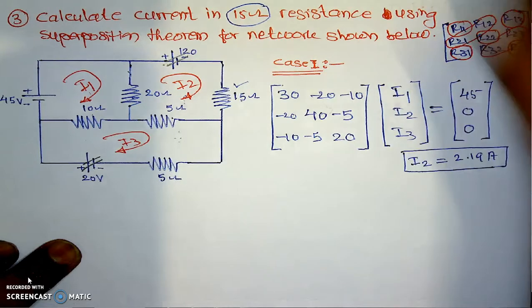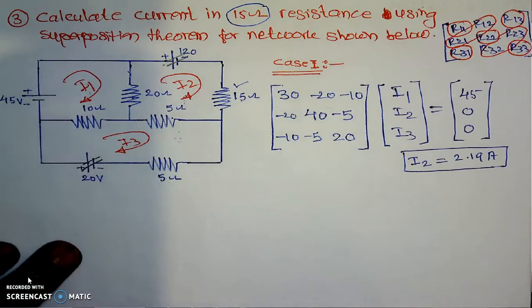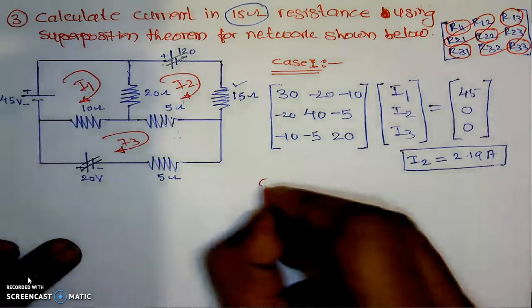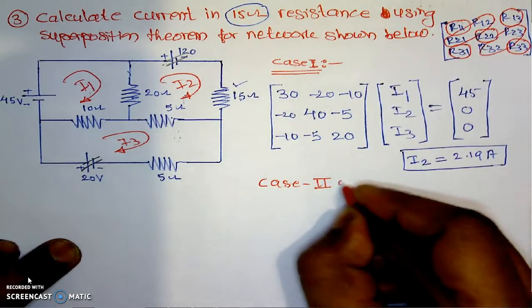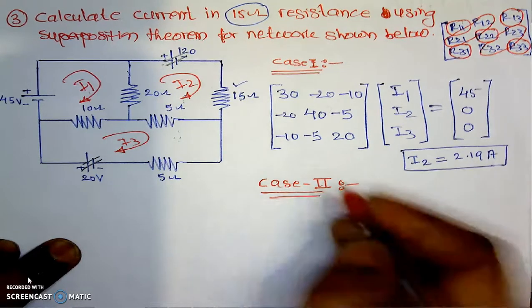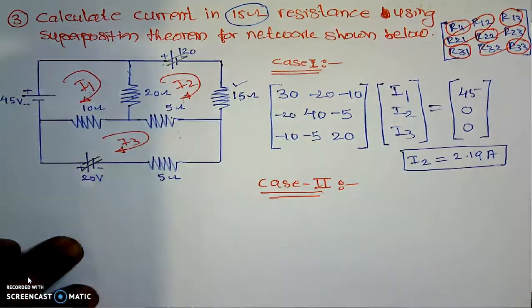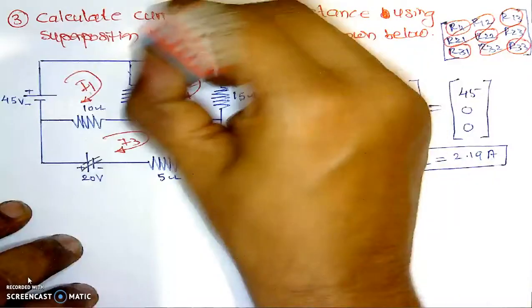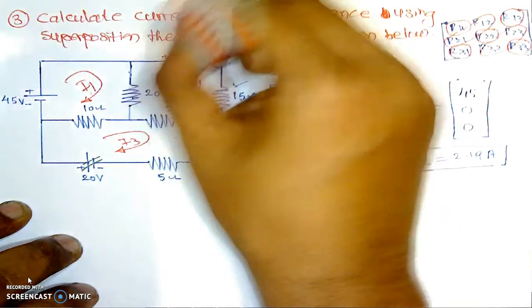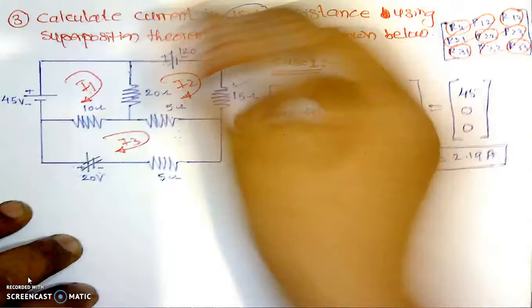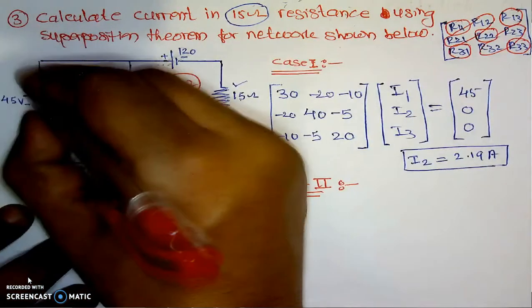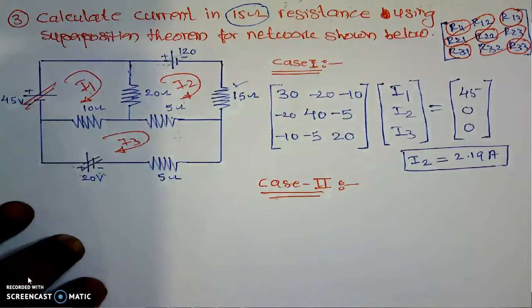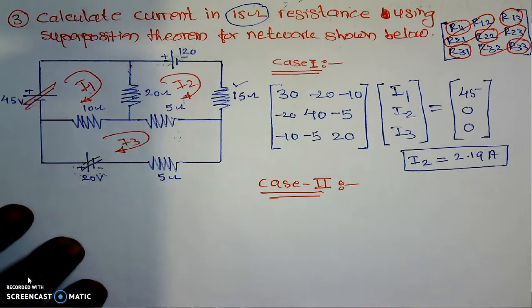Similarly, we will consider case 2. What will we do in case 2? In the second case, we will consider the 120 volt source. And here, the other source will be replaced by its internal resistance.